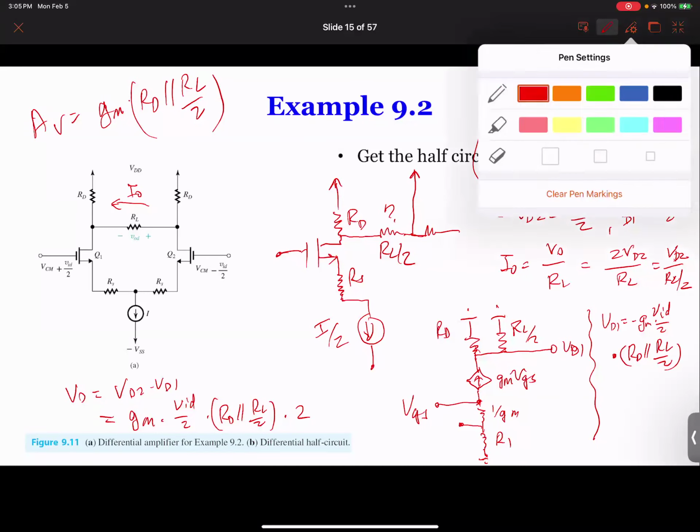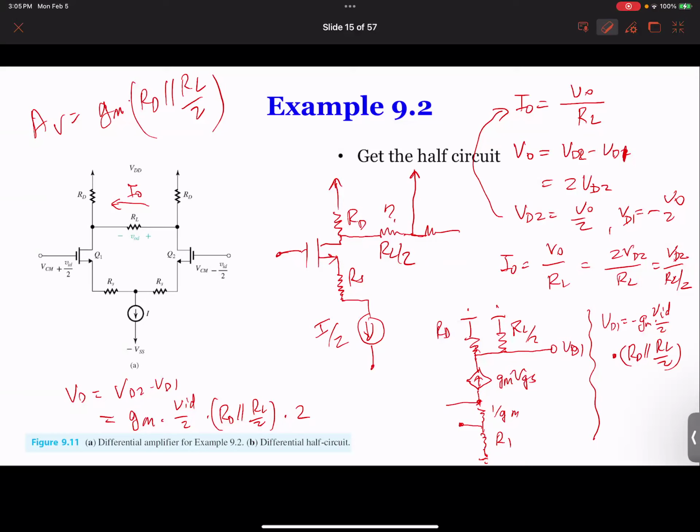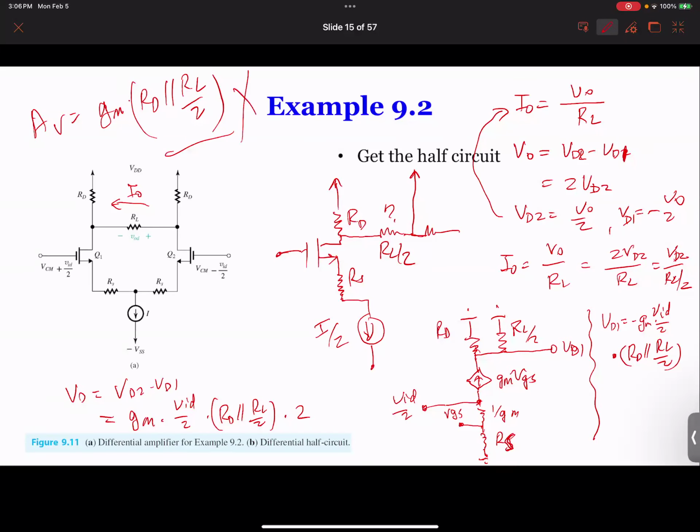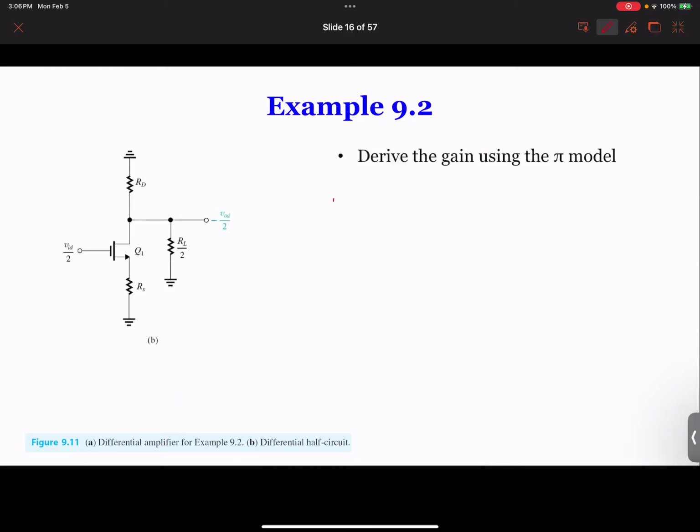But the input here is going to be VID over 2. That's here. But what is VGS? This is RS over here. This is RS at the bottom. So VGS is this. Right? So if you need to get the actual correct result, we need to really be careful, because now I actually have to redraw the circuit, because the previous calculation, I'll tell you, is wrong. So now let me redraw the circuit.